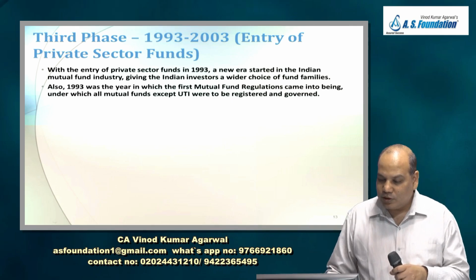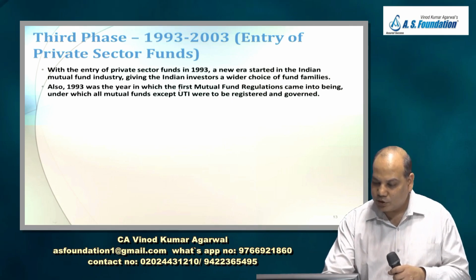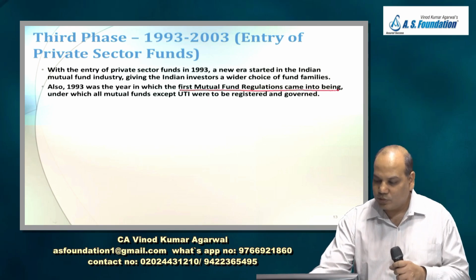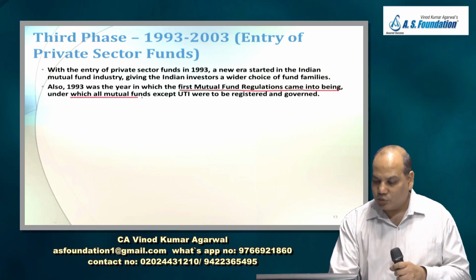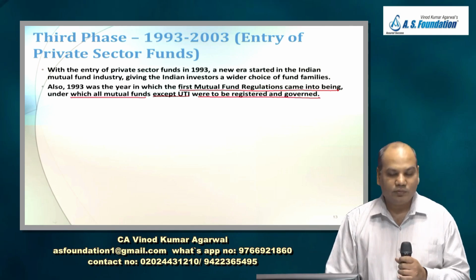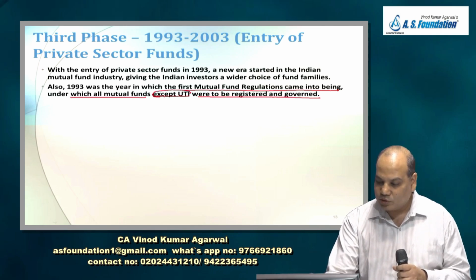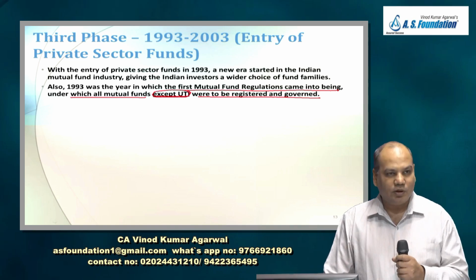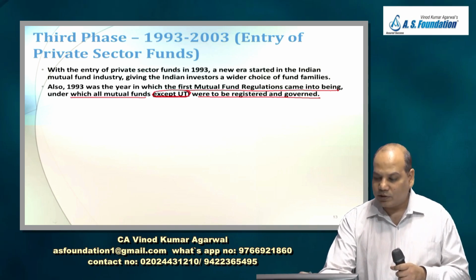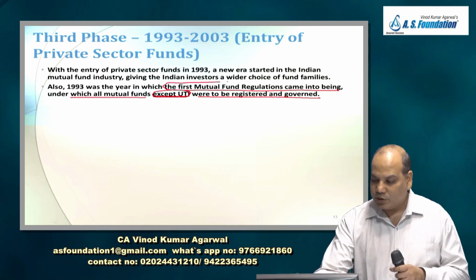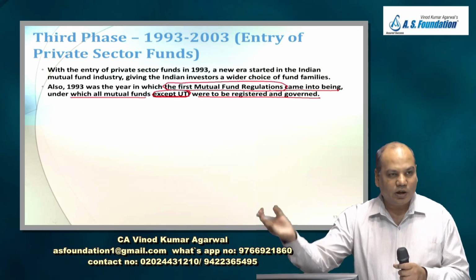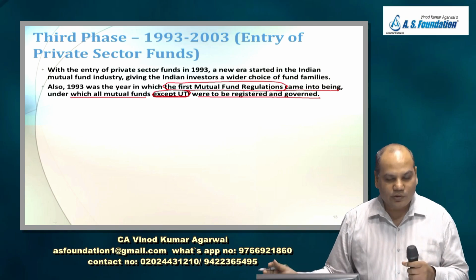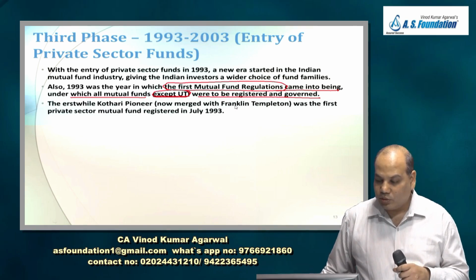So also 1993 was the year in which first mutual fund regulation came into being, under which all mutual funds except UTI were to be registered and governed. So UTI was still outside the purview of this SEBI regulation. Because now private sector have come, so there must be regulation. Otherwise they will collect funds from large number of people and they might just vanish. So strong regulation was there. But UTI was kept outside because it was under government control.